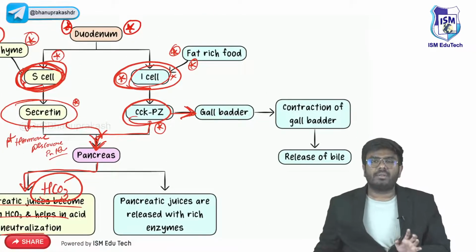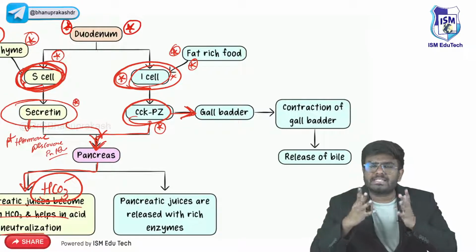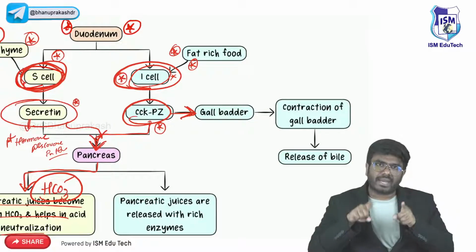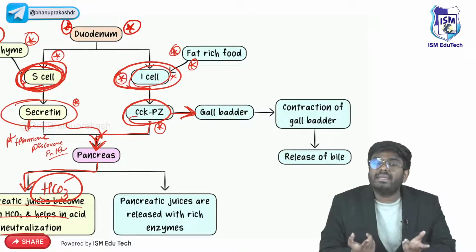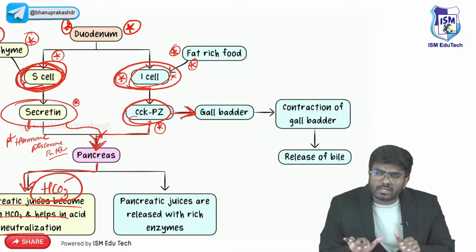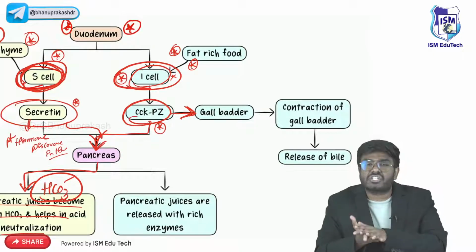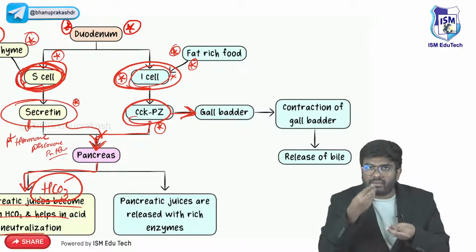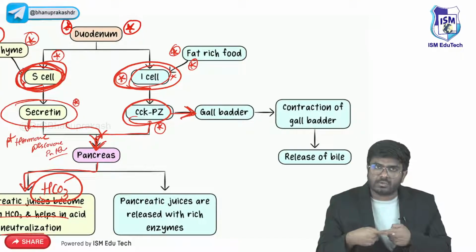Now think logically and tell me, what's the problem? You have taken fat-rich food. You are eating fats, and these fats need to be digested somehow. Who will digest the fats? Bile. Bile does not have any enzymes for fat digestion, but it does something called emulsification. Whenever you take fat-rich food, you need emulsification of fats, so bile should be there.